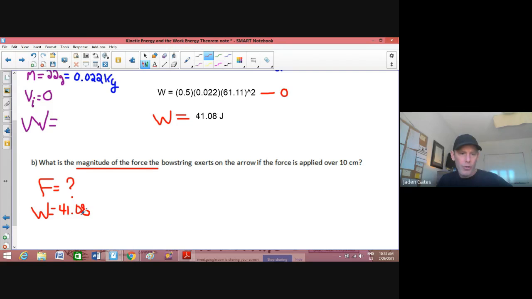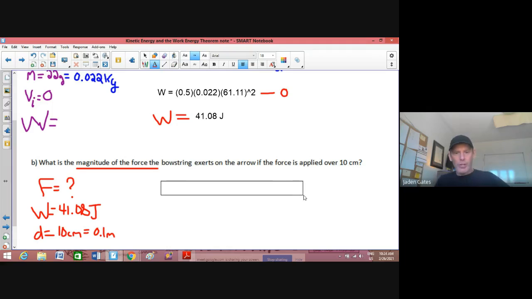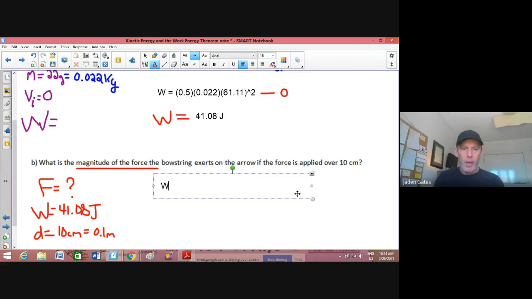41.08 joules. All right, and our distance happens to be a small distance, I guess I should say. 10 centimeters, again, that is not in our standard units. There are 100 centimeters in a meter, so I'm going to divide by 100, and so I'm going to get 0.1 meters. All right, now this comes back to our formula that we used this morning, where work is equal to F times D.